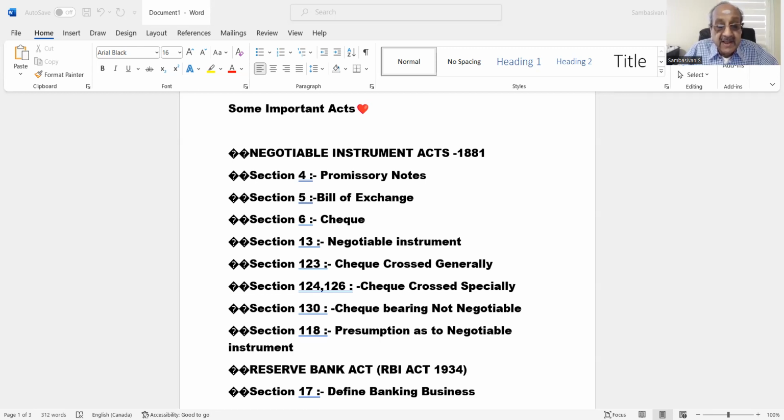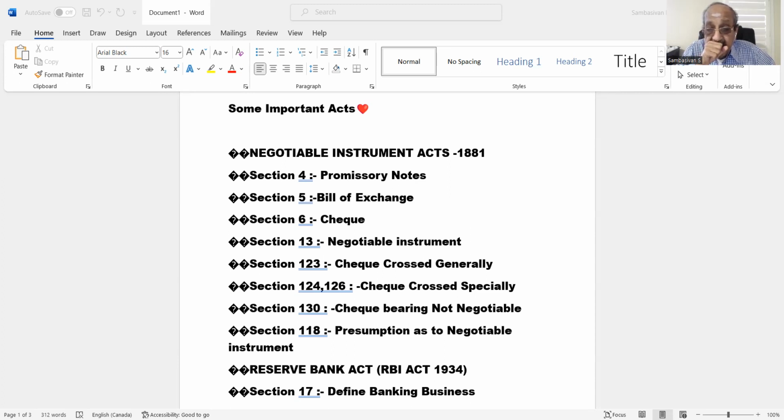Section 13 says a bearer instrument is one which is expressly payable to bearer or where the latest endorsement in the instrument is in blank. Section 14, negotiation is transferring the title of negotiable instrument. Section 15 defines endorsement. Section 16 defines endorsements in blank and full.